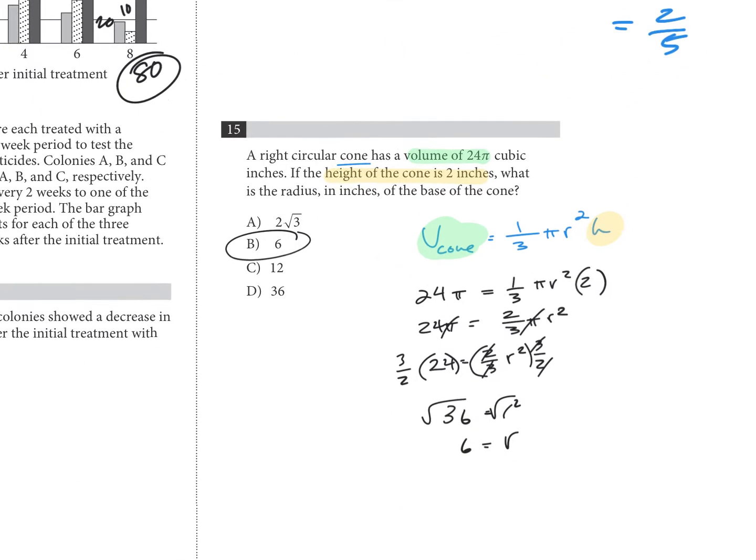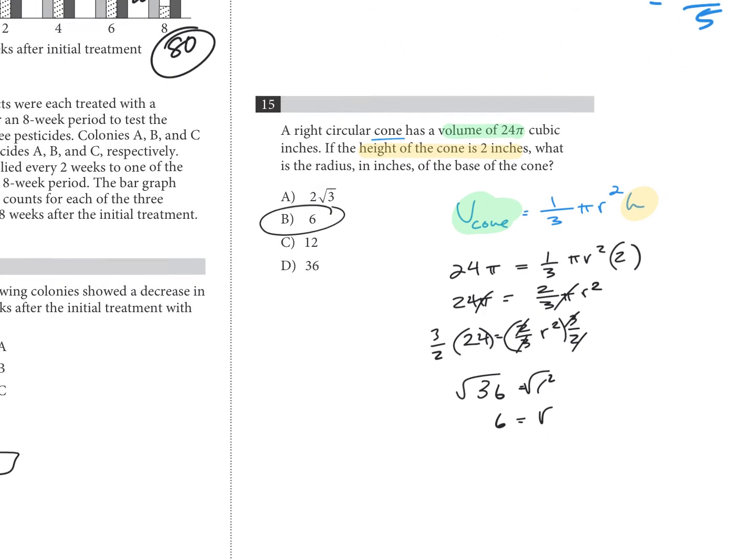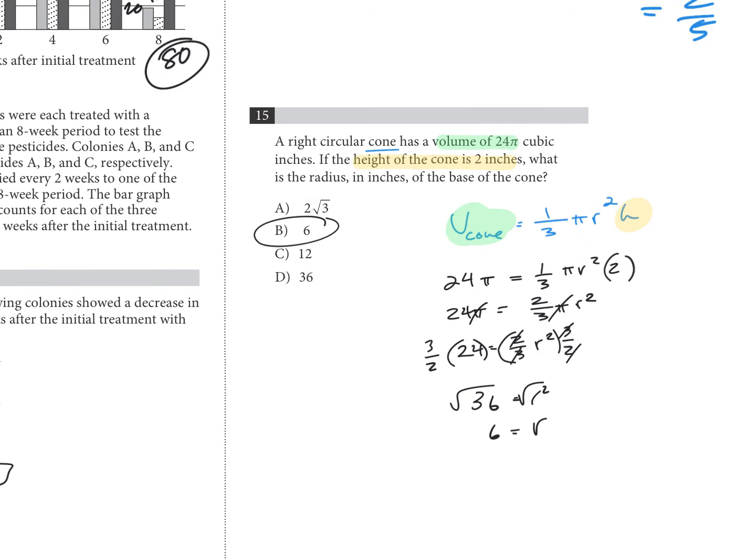All right, number 15. It says a right circular cone has a volume of 24 pi cubic inches. This is the one question. On every SAT, there's 58 math questions, and there's usually one question that uses those formulas. So this is that one. Grab the formula from that front page. If you forgot the front page, you can go back to the first slide or the beginning, and you can see there's a formula page. This is the formula for the volume of a cone. It's got a volume of 24 pi, so I highlighted that. If the height of the cone is 2 inches, what is the radius of the base?